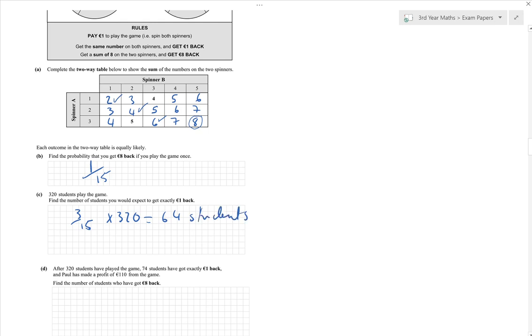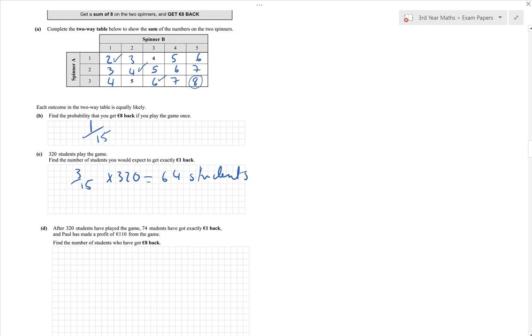The next part then says after 320 students have played the game, 74 students have got exactly €1 back. And Paul has made a profit of €10 from the game. Find the number of students who have got €8 back. So 320 students played at €1 each. That's €320.